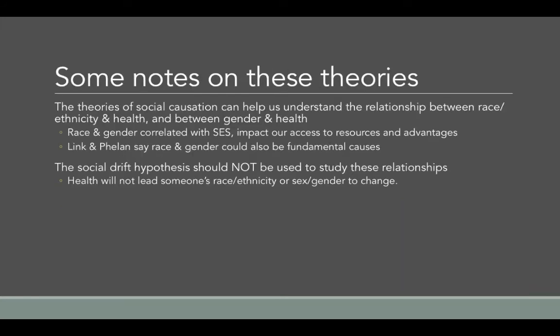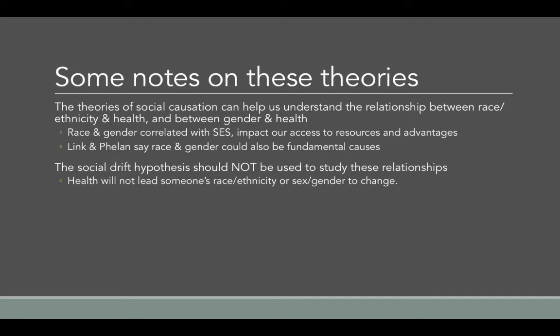So just a couple of notes on these theories. I think the social causation theories can really help us understand the relationship between race, ethnicity, and health, and also between gender and health, because race and gender are both highly correlated with socioeconomic status, and they both have an influence on our access to resources and the advantages and disadvantages that we accumulate as we move through our lives.